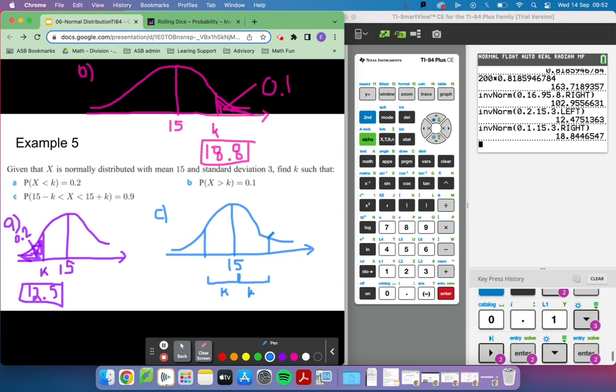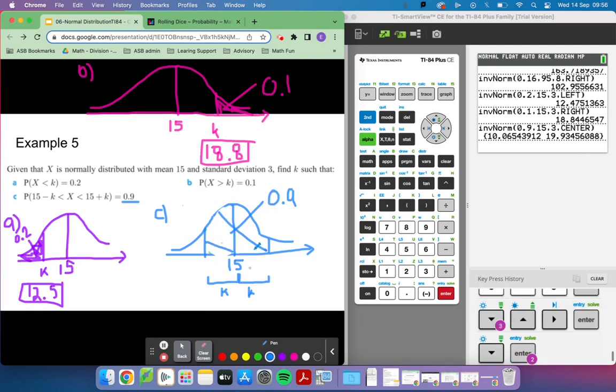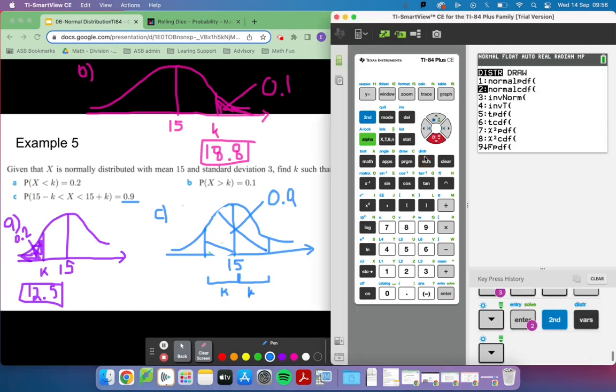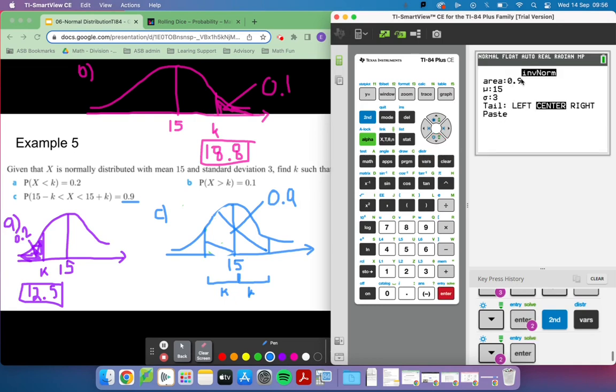Now, the important thing to remember about this question is that our normal distribution is symmetrical. So since the center area is 0.9, one way that we can do this is, since there's equal parts on both sides, we can use our inverse normal, but center. So we go second function, distribution, inverse normal. We have an area of 0.9, a mean of 15, a standard deviation of 3, and we choose the center option, and then we paste.